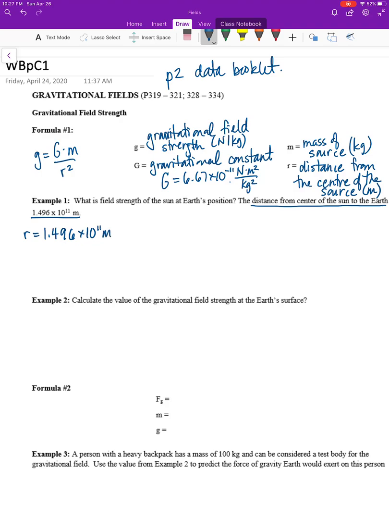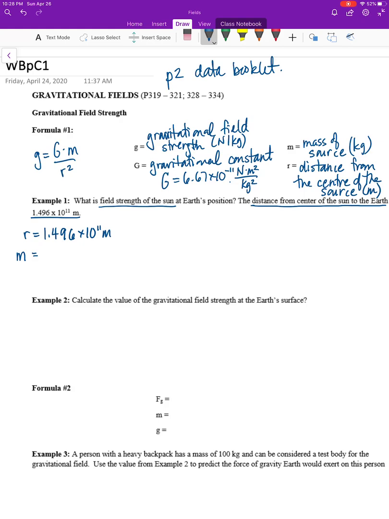Now, the source is the sun. So we need to know the mass of the sun. Because they didn't give us a mass, that tells us we have to find it somewhere, and that would be, again, page 2 of your data booklet. If you take a look at the very bottom of that page, you will see the mass of the sun.